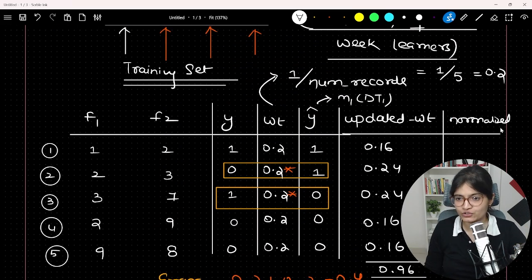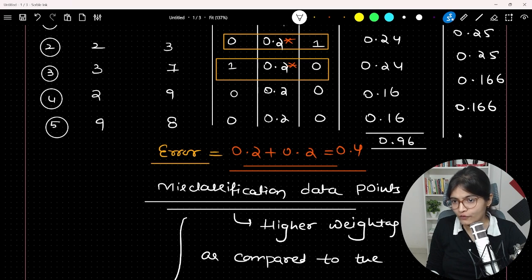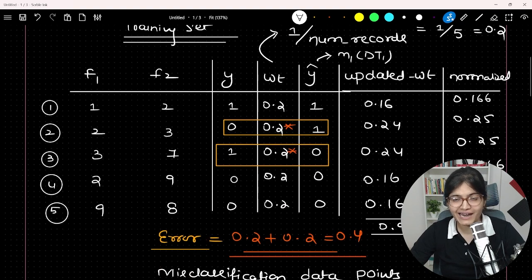So here you will be able to see the normalized values will come out to be 0.166, 0.25, 0.25, 0.166 and 0.166. Now if you add these points, you will get the accumulation of these results as 1. So these are the normalized weights that we will be able to get for all of these 5 records that we have.